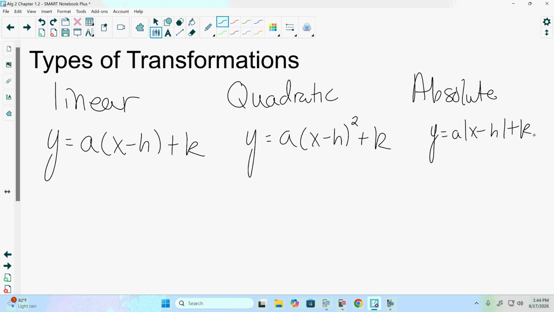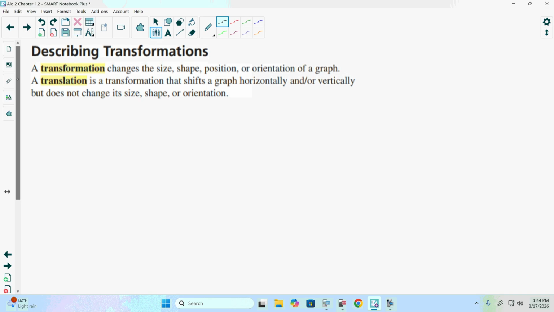So our first type of transformation is a translation. A transformation changes the size, shape, position, or orientation of a graph. It changes everything. That's what a transformation is. A translation is a transformation that shifts the graph horizontally or vertically, but does not change size, shape, or orientation. We're literally just moving it up, down, left, or right from its starting position.